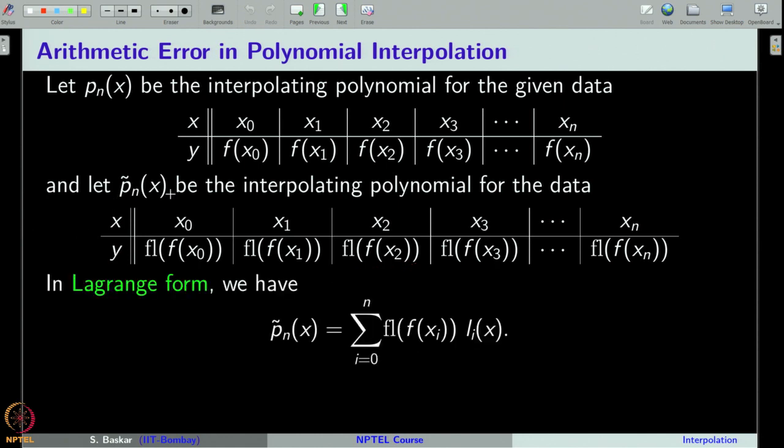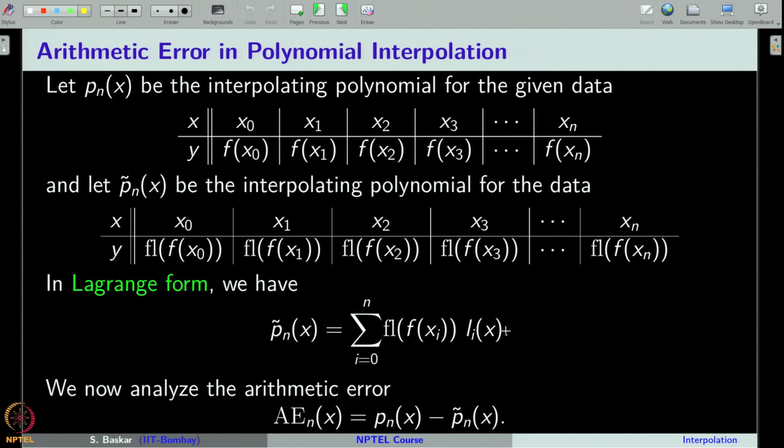In the Lagrange form, Pn tilde of x is given by summation i equal to 0 to n, fl of f of x_i, that is the function value evaluated with floating point arithmetic, into the Lagrange polynomial, right? And the arithmetic error is defined as the difference between the polynomial that we want minus the polynomial that is obtained on the computer. Now, our interest is to find an estimate for the arithmetic error.